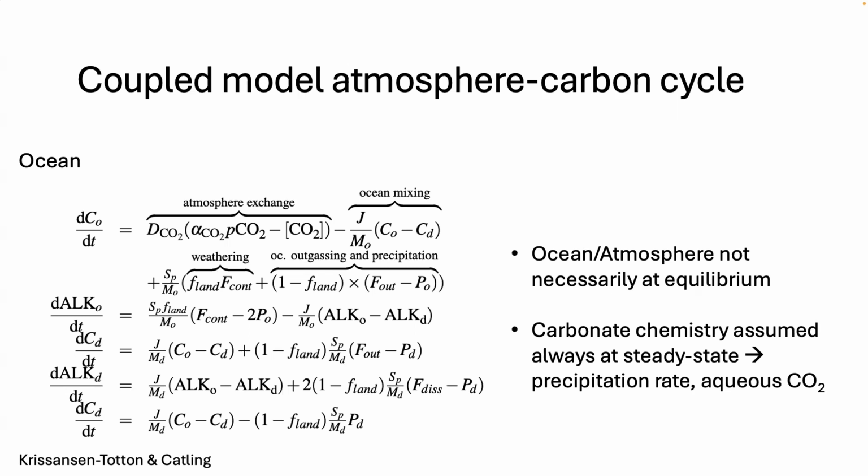Speciation is involved for H2 that I don't show here, but basically we have these differential equations that involve these big classes of processes: weathering, outgassing, exchange with the atmosphere, precipitation of carbonates, and mixing of the upper and deep ocean. This model was developed by Joshua Christensen Totten a few years ago with David Kathleen. It's one parameterized model looking at the carbonate cycle. I'm sure there are others.